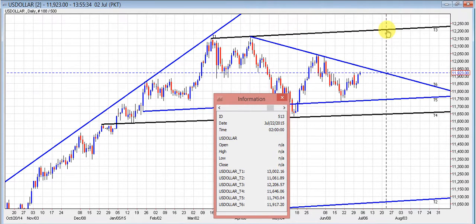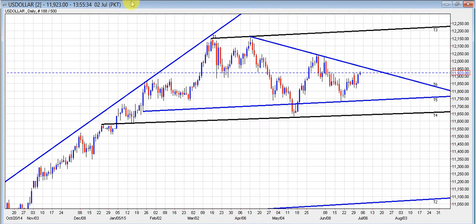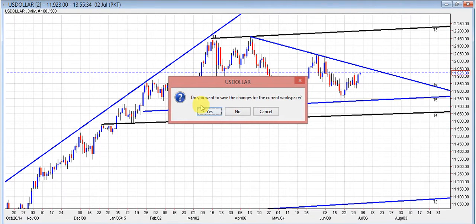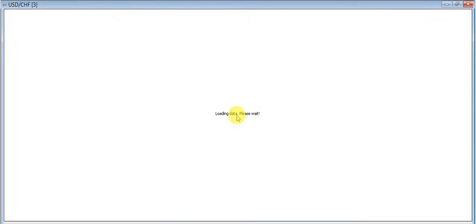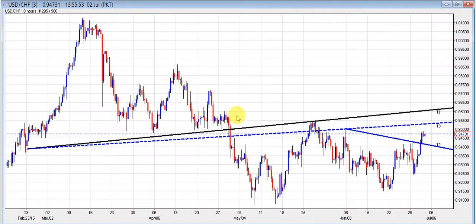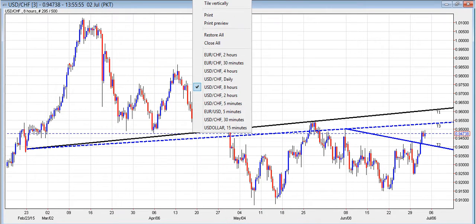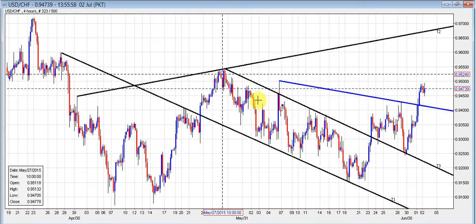I don't expect it to go too high up, but that would be a good spot to sell back on the dollar. But let's see how it goes. This is again just a reference chart. What we can do is switch to Swissy, because that is truly a mirror chart for the dollar. And again, this has been posted out earlier.